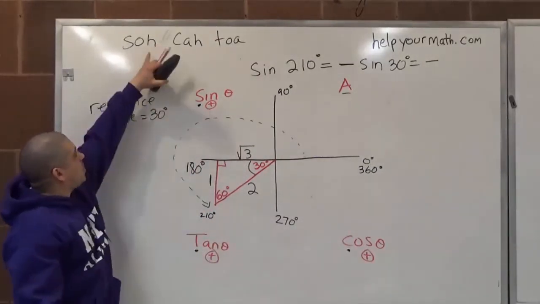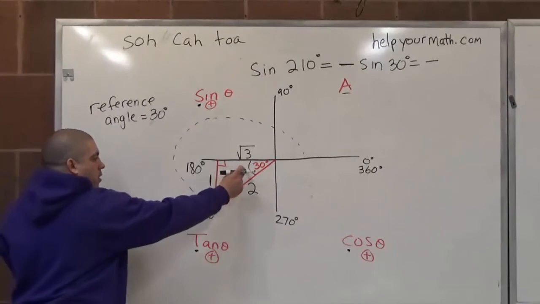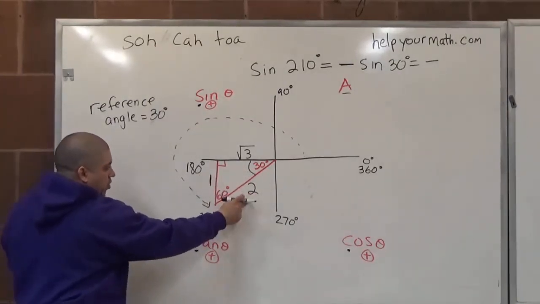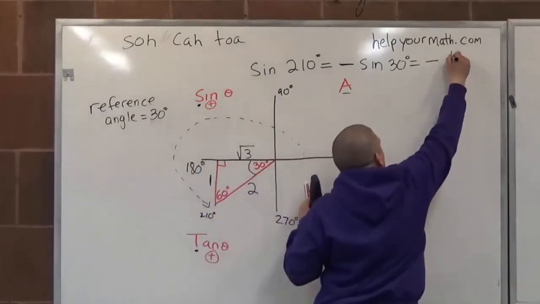Sine is opposite over hypotenuse. Over here, this is the opposite side, which is 1, and this is the hypotenuse, which is 2. So it's 1 divided by 2.